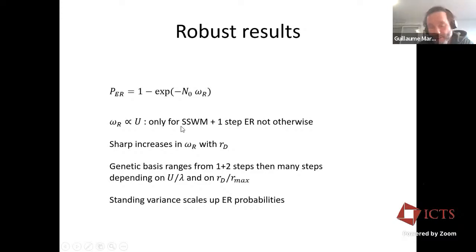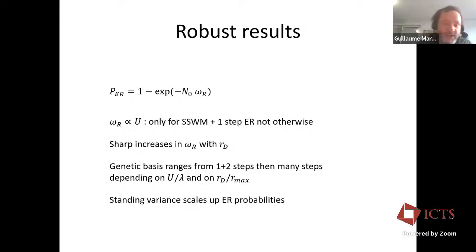The rate of rescue is going to be proportional to the genomic mutation rate only for strong selection, weak mutation, one step, not otherwise. It's going to respond less than linearly with mutation rate otherwise. What is happening all the time, and I think is important, is that there is a very sharp decay in the rescue rate versus the decay rate. So a small increase in stress means a strong decrease in rescue probability. And that's important for treatment views. It means that it pays to increase the stress level by a little bit. It pays a lot.